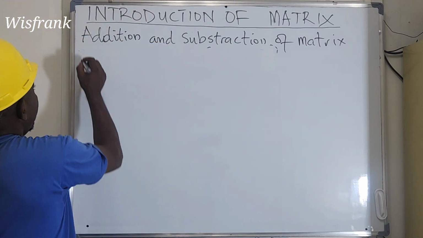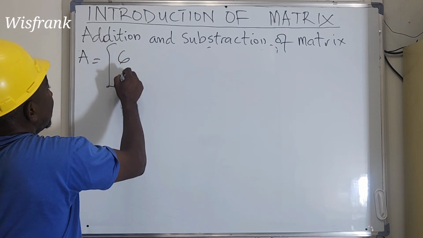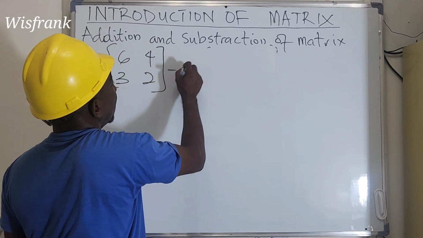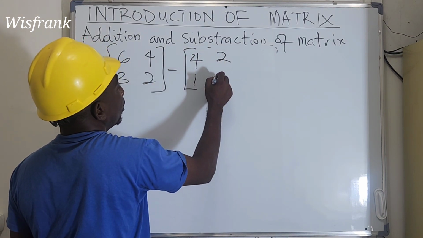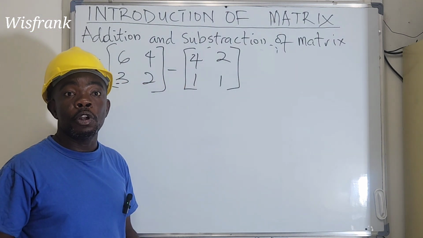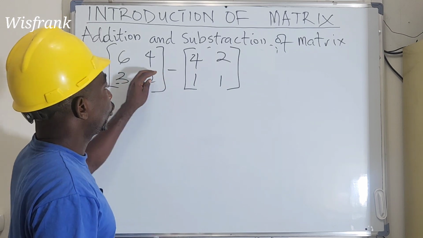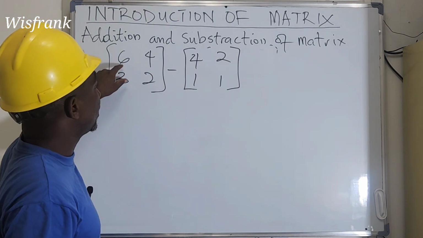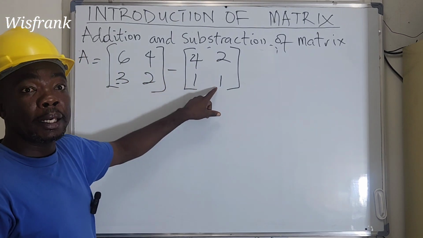So when we have a matrix A equals to, let's say we have 6, 4, 3 and 2. We subtract from 4, 2, 1 and 1. So for us to subtract this matrix, as we said before, we have to subtract 2 by 2 matrix from another 2 by 2 matrix. For us to subtract this, we have to look at the corresponding element, which is 6 and 4, 4 and 2, 3 and 1, and 2 and 1.